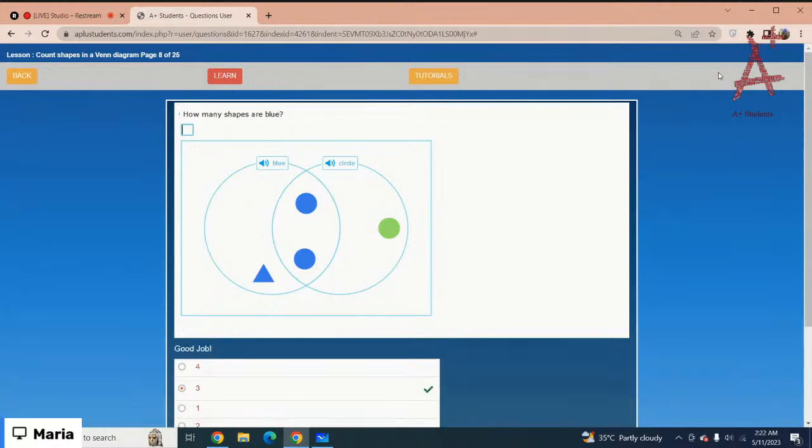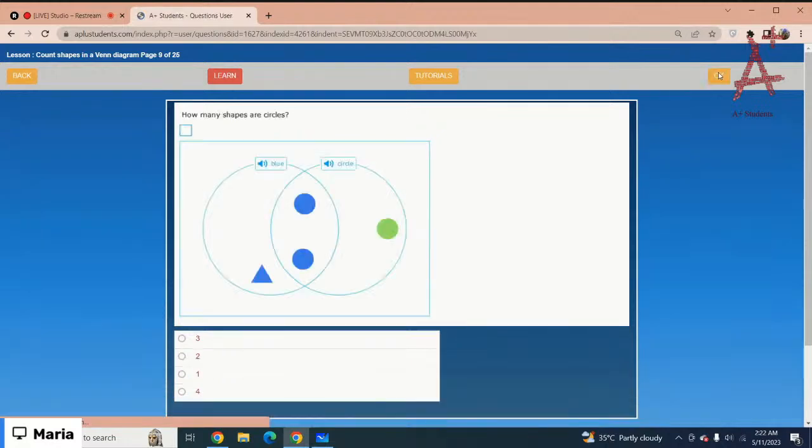Okay, I forgot to click on the OK button. Okay, how many shapes are circles? So which is the correct option? We have two shapes that are circle. You can see the two shapes here. They are circle. No, you have to count the circles. So you have one, two, and three circles. The correct option is three.